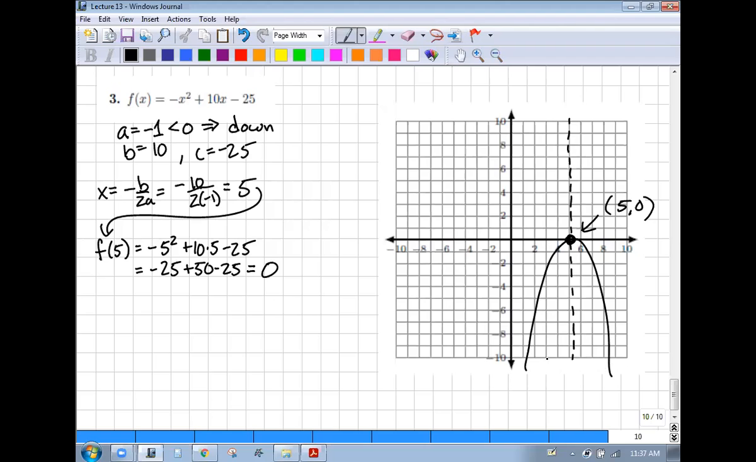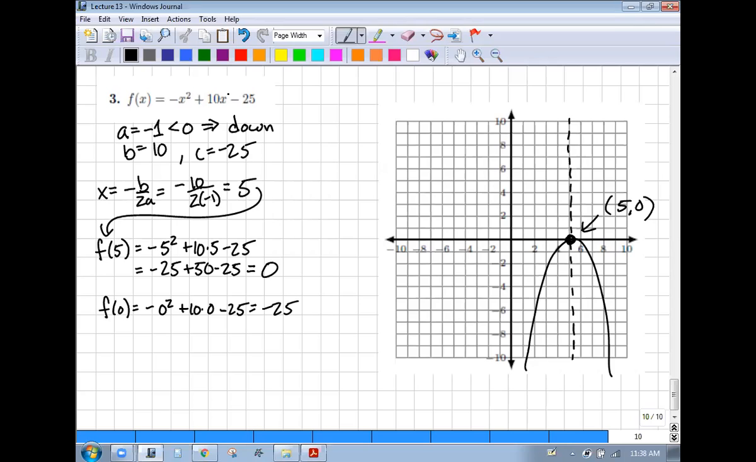Now, whether it's like that, or like this, or like this, I don't know. We'd have to find where it crosses our y-axis to find out exactly what it looks like, and we can do that. To find where it crosses here, everywhere on this line, x is 0. So we plug 0 in. We get -0 squared plus 10 times 0 minus 25. It's always the c value, right?